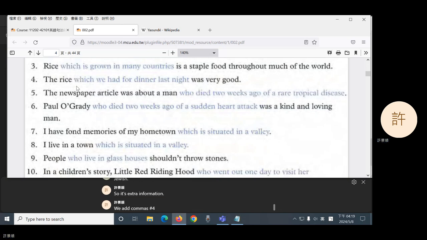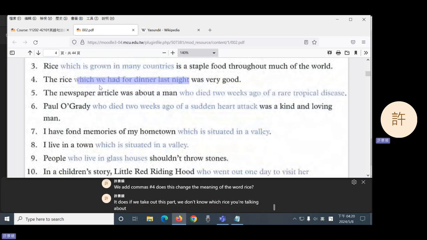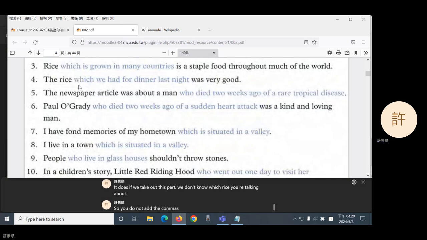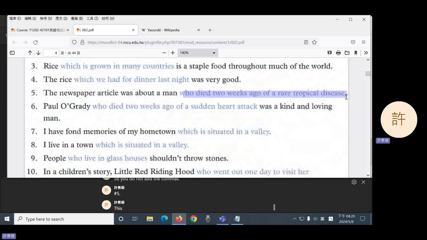Number four, does this change the meaning of the word rice? It does. If we take out this part, we don't know which rice you're talking about. So you do not add the commas. Number five, this information changes the meaning of the sentence or not? It does. Right, about a man, what man? You have to have the second part to know. So no comma. One comma possible only, right? The other one is a period, so no comma.